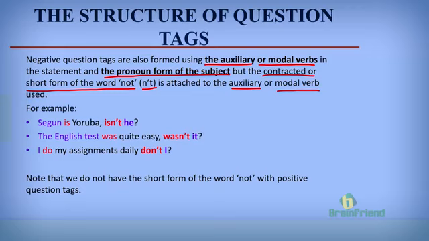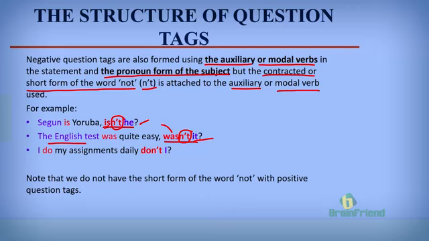For example, Segun is Yoruba, isn't he? Now this is a negative question tag because we find that the contracted form of not is attached to the auxiliary verb is. The English test was quite easy, wasn't it? We also find the contracted form of not here attached to the auxiliary verb was before the pronoun form of the subject, the English test.